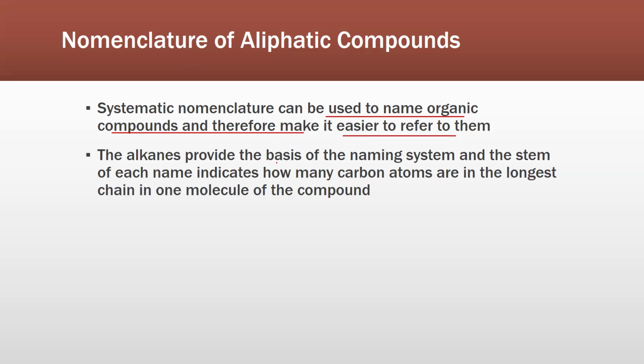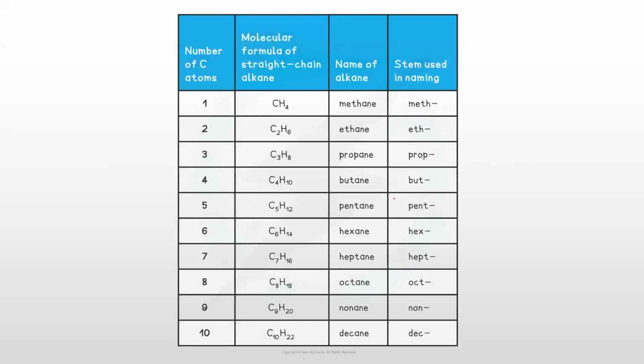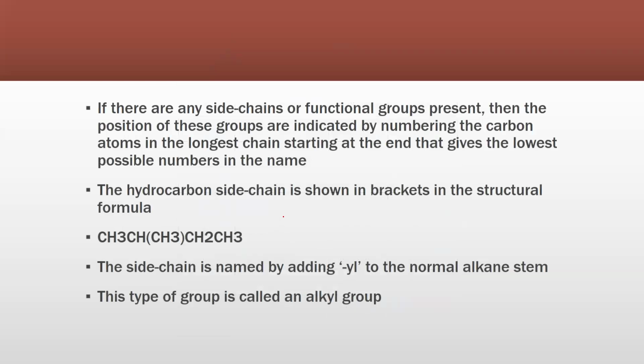The alkane provides the basis of the naming systems, and the stem of each name indicates how many carbon atoms are in the longest chain of the molecule. Meth, eth, prop, but, pent, hex, hept, oct, non, dec. इससे पता लगता है, for example, oct means 8 carbons, pent would mean 5 carbons only. These are what we know about the prefixes.